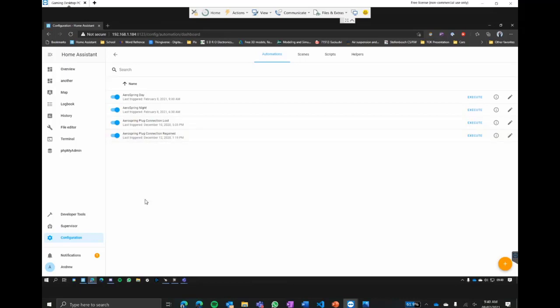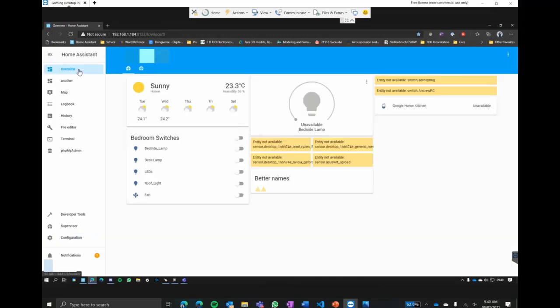Yeah. So these are some examples of control systems. Home automation system. Yeah, I think that's it. Pretty straightforward, isn't it? Yeah.